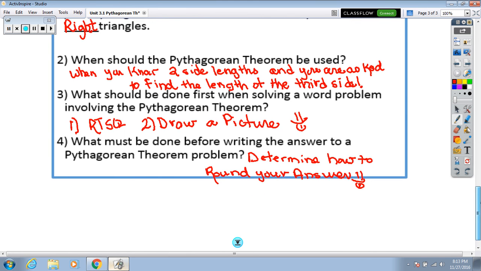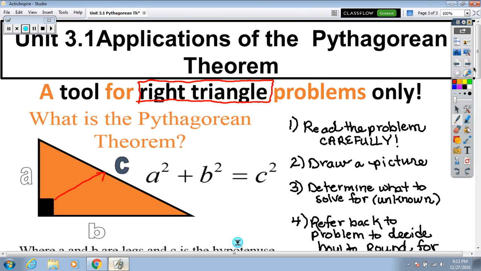Okay? So that concludes our lesson on Pythagorean's theorem. This is one of the most important lessons for this unit. So please make sure that you do your classwork. Make sure you complete it. It's due before you leave class today. And then you will get a homework worksheet to go home and practice it on.